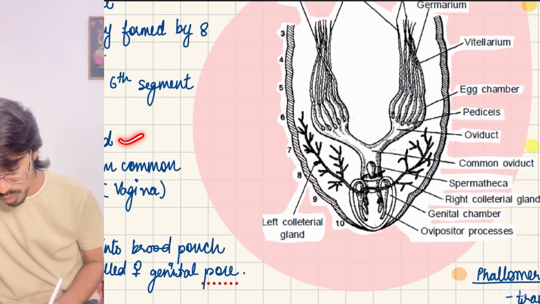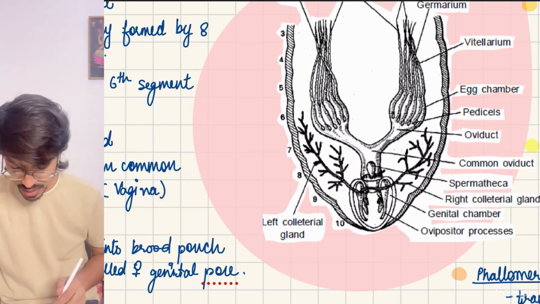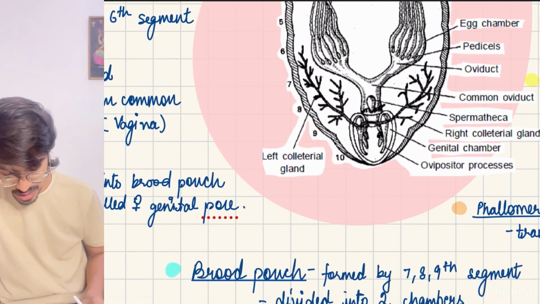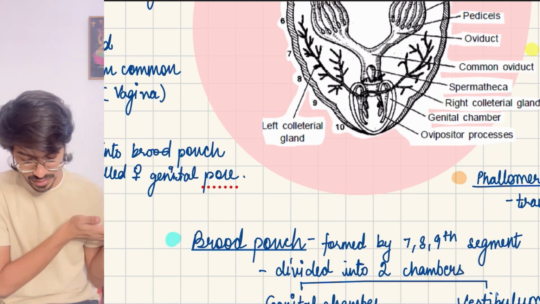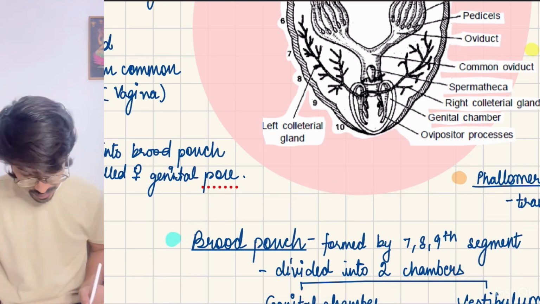Then oviduct is what? It is paired. It has a common duct opening that is called the vagina. The vagina opens into the genital pouch as the female genital pore. The genital pouch is present between what? 7th, 8th and 9th segments, where the 8th and 9th together make it up. Then it is divided into the genital chamber and the vestibulum.